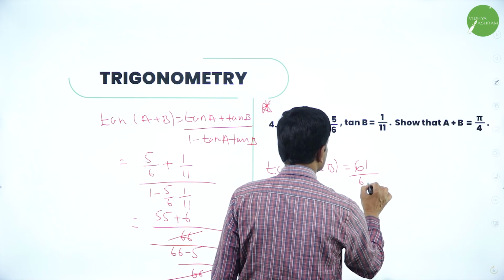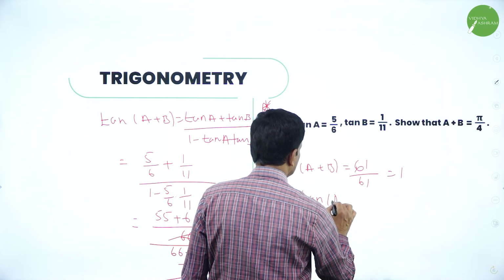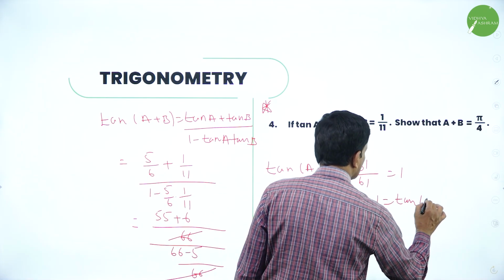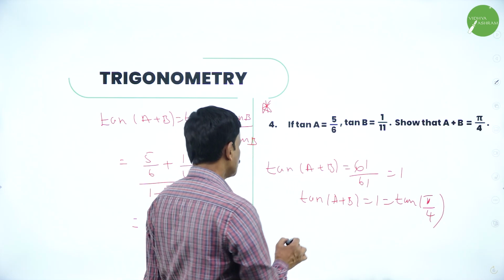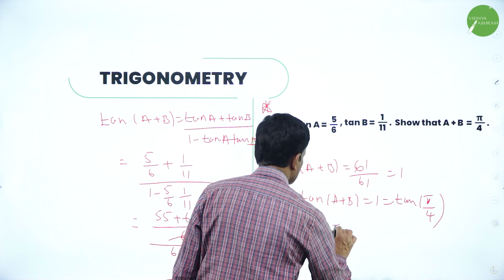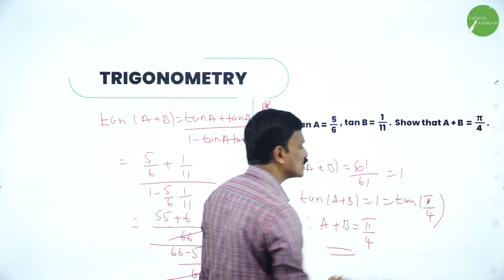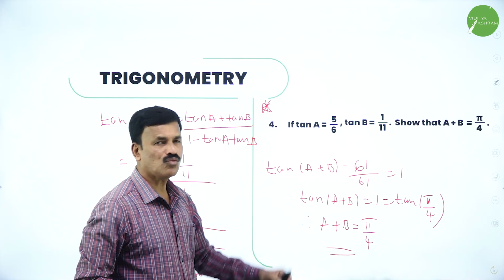61 divided by 61 is equal to 1. So, tan of a plus b is equal to 1. That is nothing but tan pi by 4, since tan 45 is equal to 1. Therefore, a plus b is equal to pi by 4, which is the required answer. A plus b is equal to pi by 4 because tan 45 is 1.